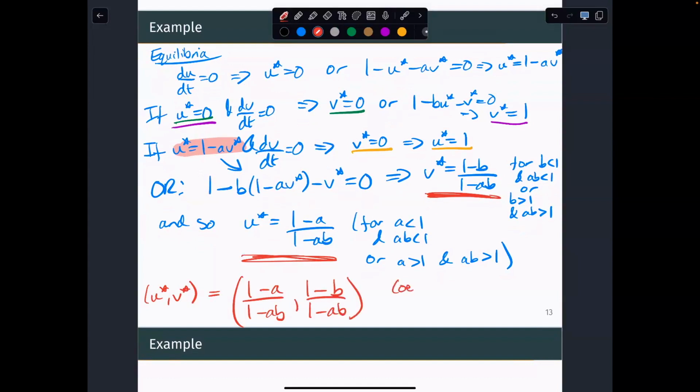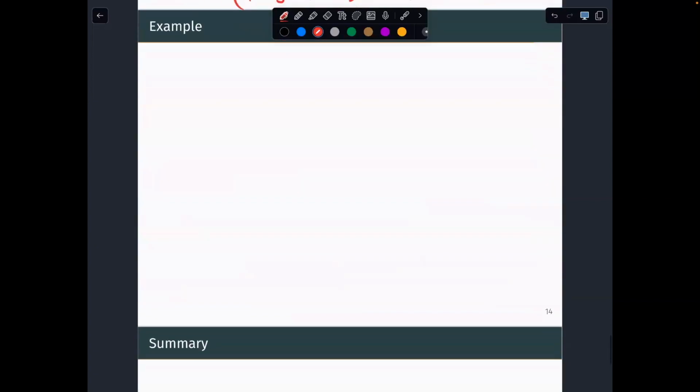So we get coexistence in this case if either AB is less than 1 or AB is greater than 1. I appreciate I'm going through this a little bit quickly, just because we're running out of time and I want to make sure we get through to the linear stability analysis on the next slide. All of this will be on the notes online though.